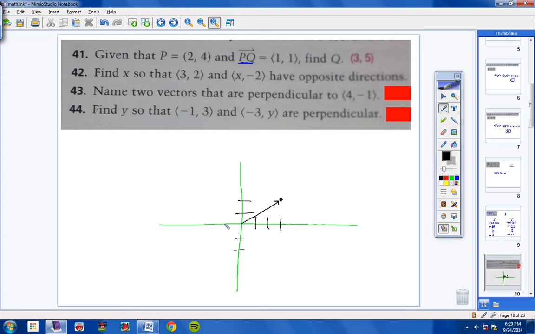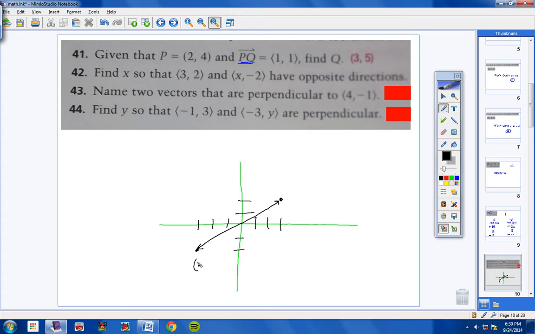But how far over is it on the x-axis? Well, if you want these vectors to have complete opposite directions, think about it. Would it not have to be over 3? If this one's over 3 and up 2, then this vector would have to be over 3 to the left and down 2 to here. And then this vector here would be a complete opposite direction of this vector here.